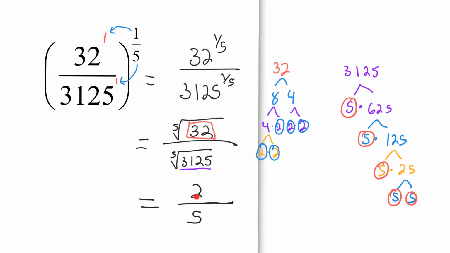Now check, double check. We have a fraction, no more radical. Can we simplify the fraction? 2 over 5? No. So my answer is 2 over 5.